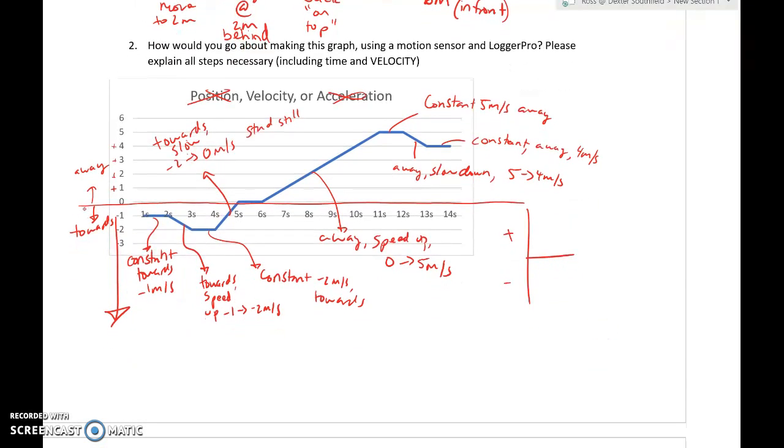Very first step, label what this graph means. So, make the x-axis even darker, even more obvious, and then label that if you are in positive numbers, that means you're moving away, and if you're in negative numbers, that means you're moving towards.